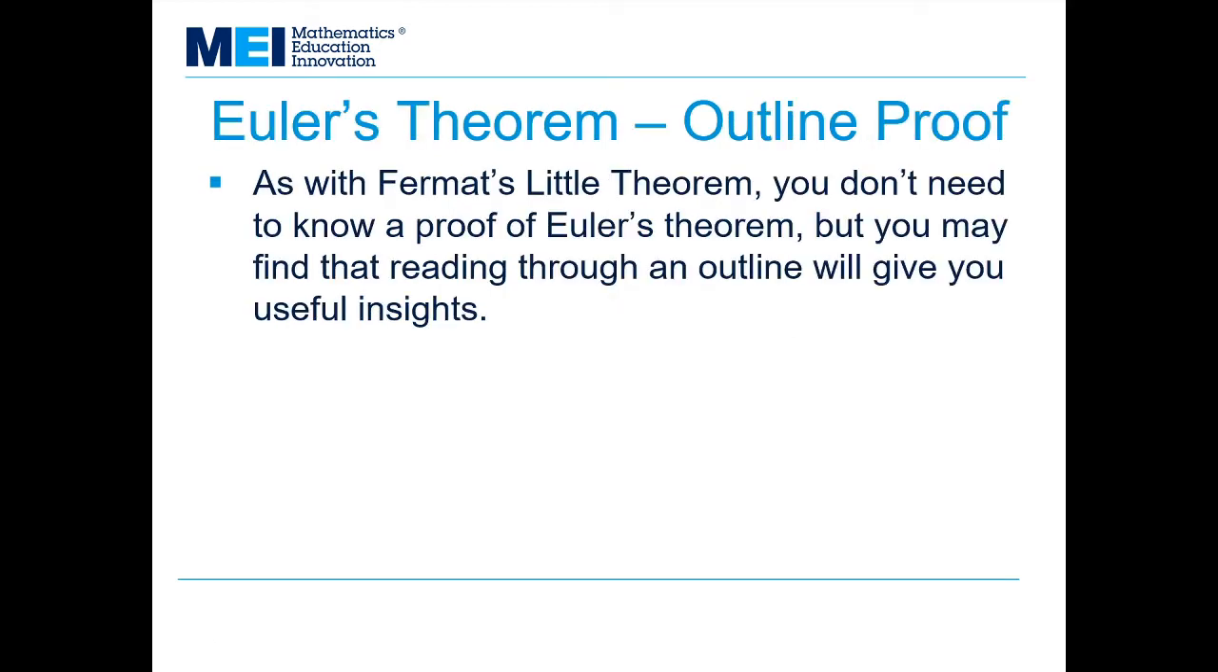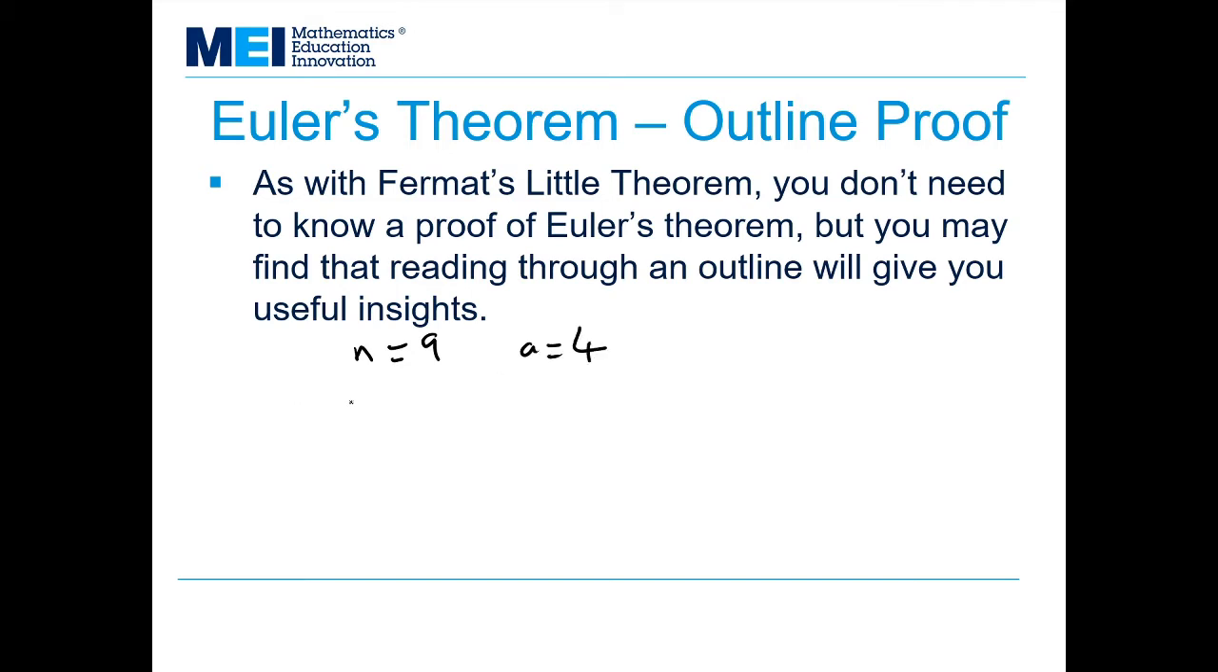Now, as with Fermat's little theorem, you don't need to know a proof of Euler's theorem, but reading through an outline proof will give you some useful insights and help you to understand it a little bit better. We're going to look at a particular example to give some sense of how the proof might work. So let's look at the example where n equals 9 and look at what happens if we take a equals 4.